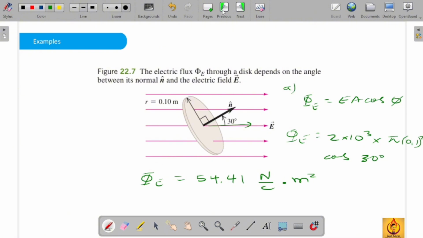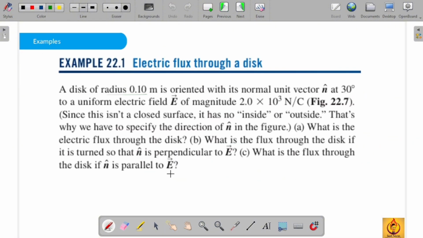And then part B, what is the flux through the disk if it is turned so that n is perpendicular to E? This one is conceptual. What's gonna be our value here? What's our value here, guys? 0. Remember, we now have EA cos 90.